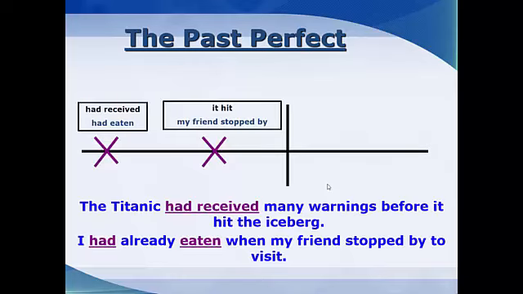The past perfect, like what you can see here, two actions happened in the past. The first one: had received, had eaten, had gone. The second one: it hit, my friend stopped by, my father saw, an action that happened with the past simple. The Titanic had received many warnings before it hit the iceberg. I had already eaten when my friend stopped by to visit.